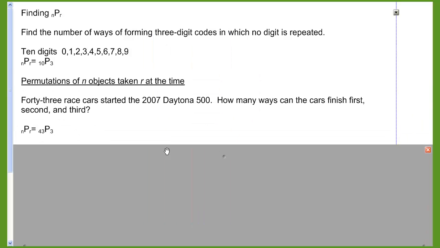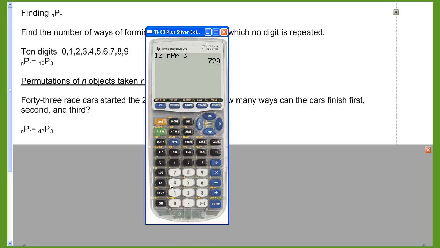This one says I have 43 race cars that started the 2007 Daytona 500. How many ways can the cars finish first, second, and third? So I have 43 cars taken 3 at a time. So let's go back to the calculator, and I would again type in 43. Then I would go to the math key, over to PRB, down to permutation, and I'm going to take those 3 at a time. And order does matter.